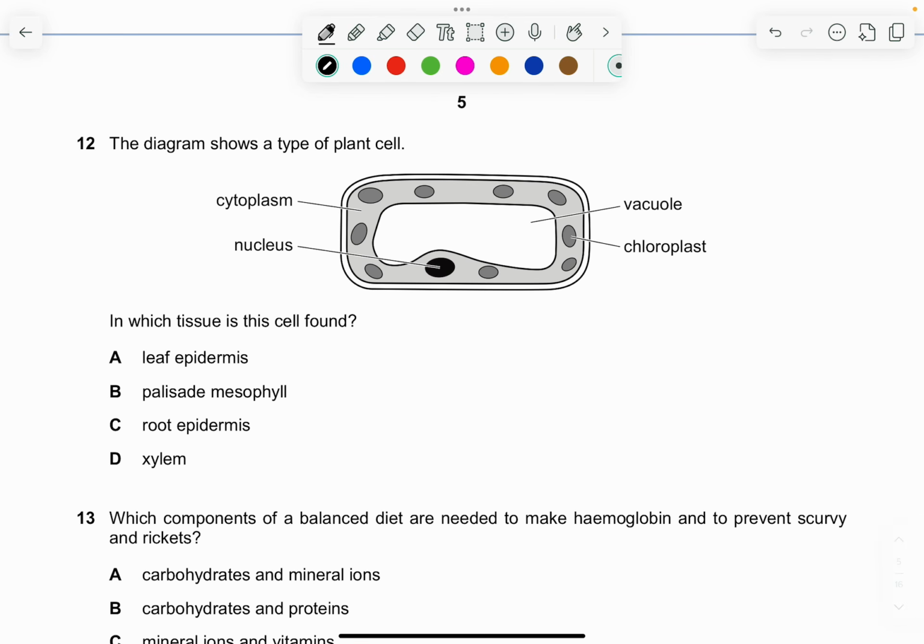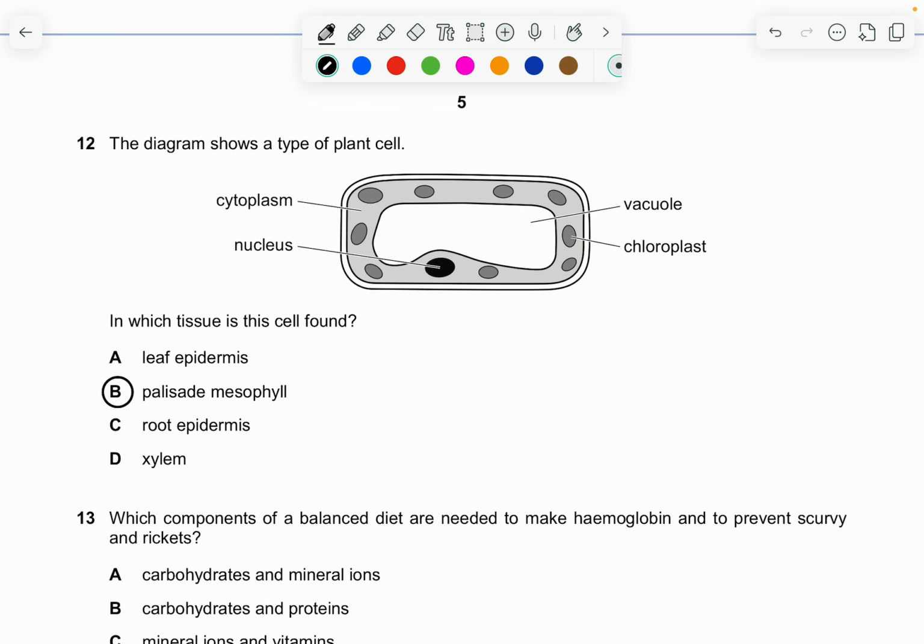Question 12. The diagram shows a type of plant cell. In which tissue is this cell found? Alright, so if you have seen a lot of diagrams, or you've done a lot of past papers, you can already tell me this is very simple. It is actually the palisade mesophyll cell. Okay, but what is actually the clue to tell you that this is a palisade mesophyll cell? It is the number of chloroplasts there.